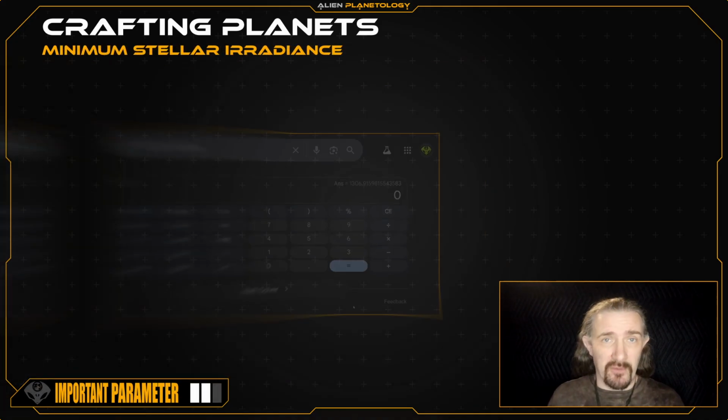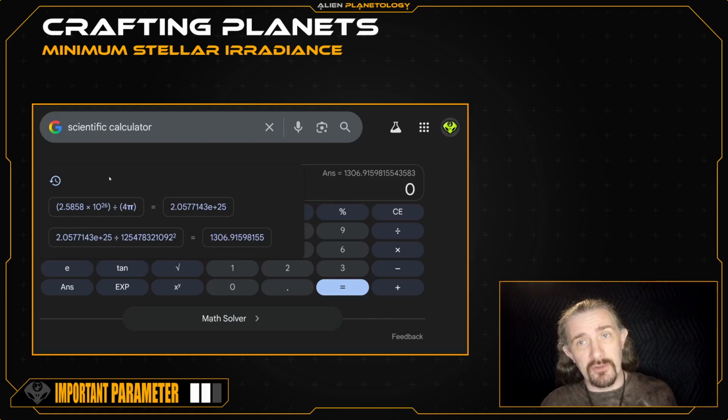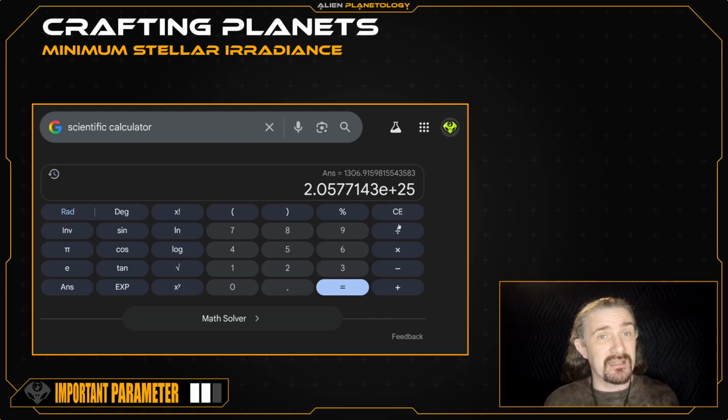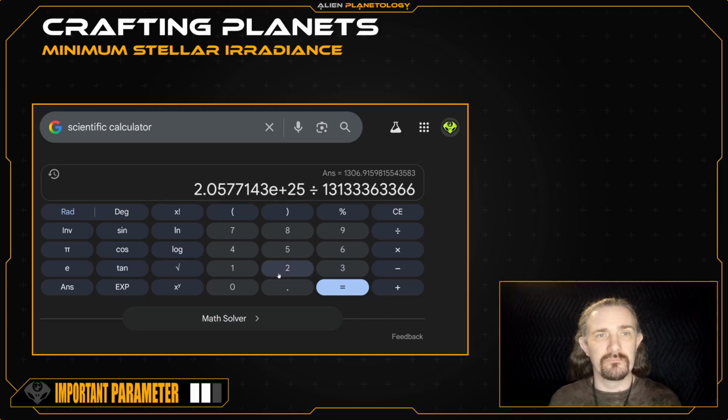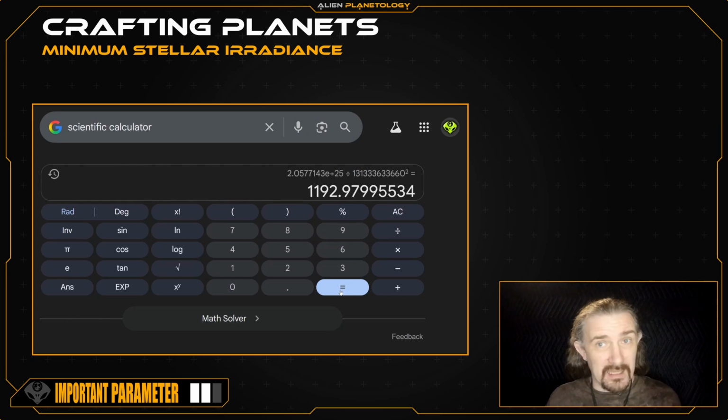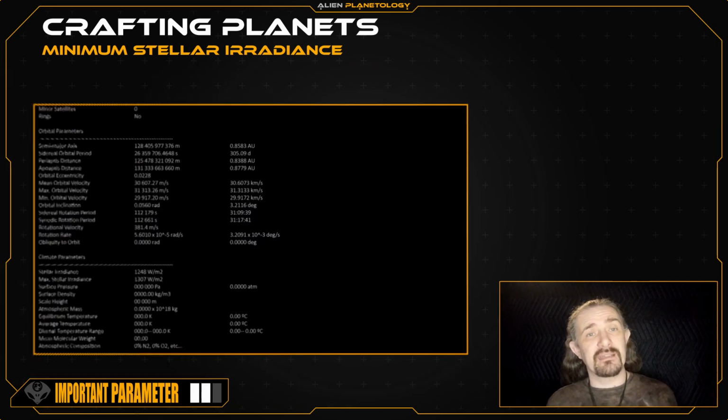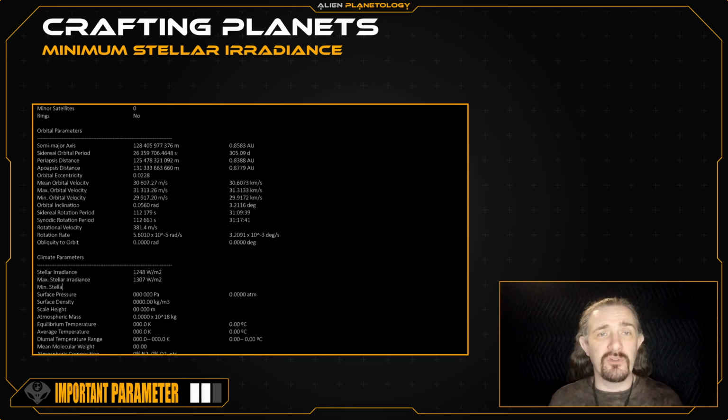For the minimum stellar irradiance, I'm going to click on my calculator's history button, select the number I saved earlier, and then divide it by my planet's apoapsis distance squared. Your equation should look something like this. Press equals, and I'll add that value to my SAP sheet as 1,193 watts per square meter.